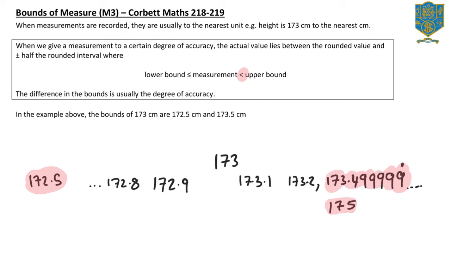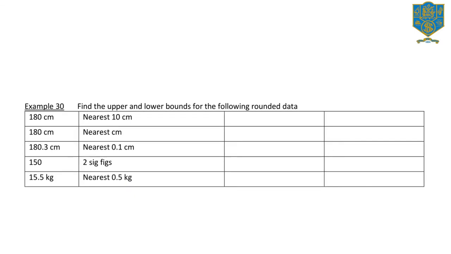So we say that the lower bound is less than or equal to the measurement, which is less than the upper bound. Notice the difference between our bounds is 1 centimetre, which is the degree of accuracy. And the difference between those and the rounded value is half of the interval. So what we're doing is going plus or minus half of the rounding interval.